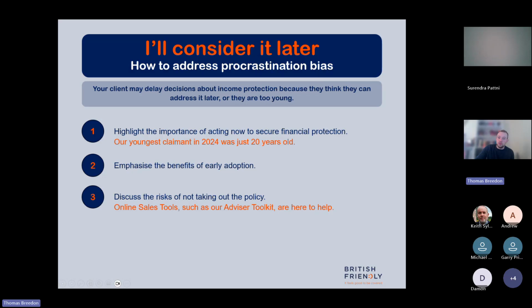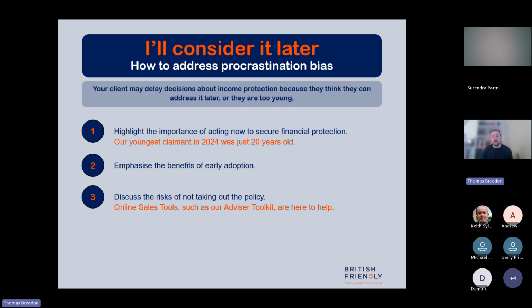Emphasize the benefits of early adoption. This is the key area. When you are talking to that client, regardless of what age you are, at the point that you are talking to that client, it's very unlikely they're going to be in a healthier, fitter state than at that time they are talking to you. And therefore, getting income protection or getting some protection insurance in place is key at that point.